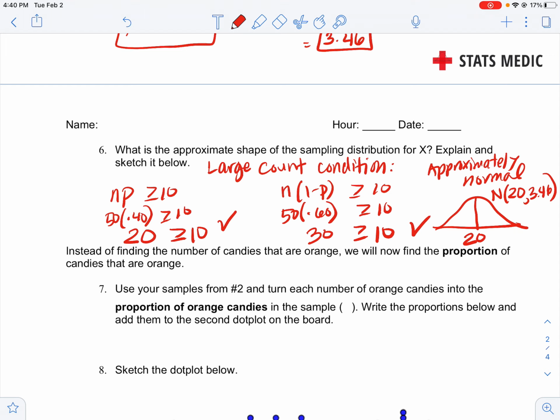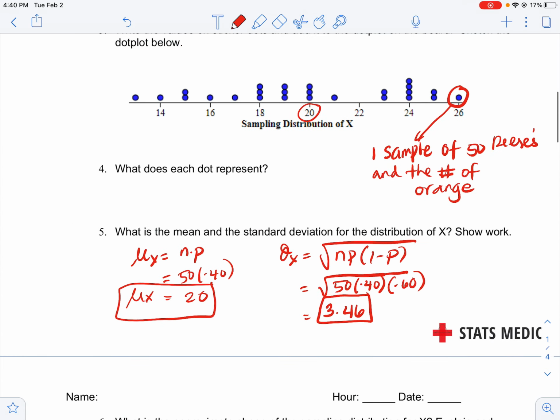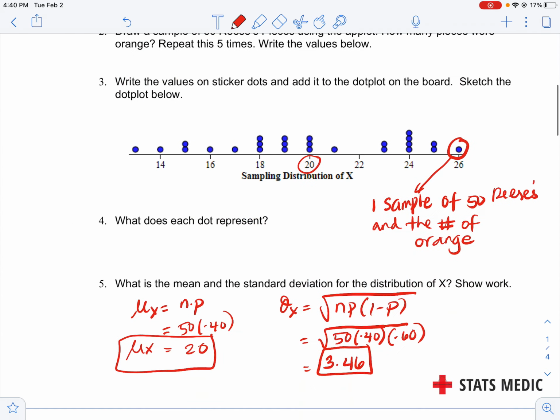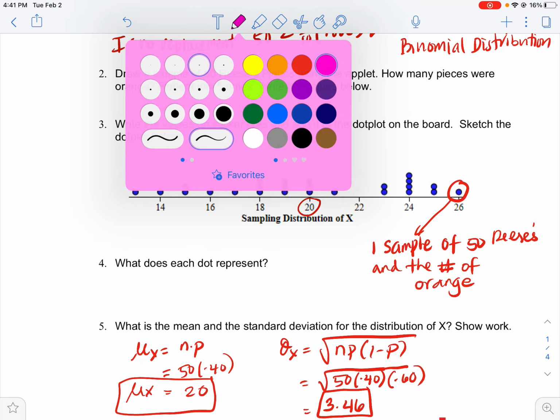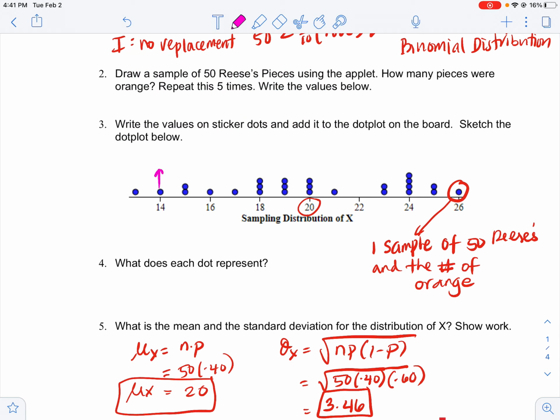Okay, what does that mean? So let's go back to what we have earlier. For the kid who got 14 pieces of orange candies, 15 Reese's Pieces orange candies, if you want to get the proportion of that, do we just have to divide it by 50? So in other words, could I just say the proportion of these is 14 out of 50? Does that make sense?